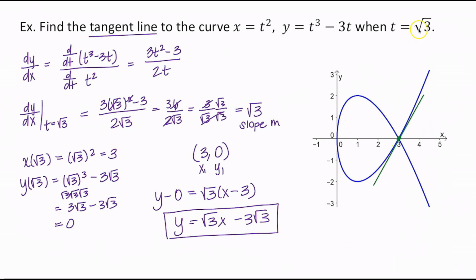So at time radical 3, my curve happens to be at the point 3, 0, but that just means at some other t value, I would also get to that point 3, 0. But specifically when t is equal to positive radical 3, that corresponds to when my tangent line would have this positive slope, radical 3.